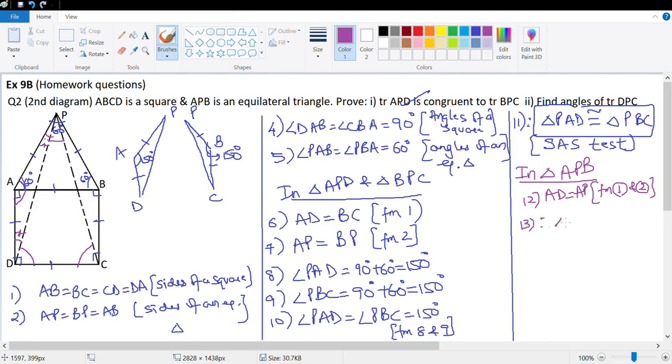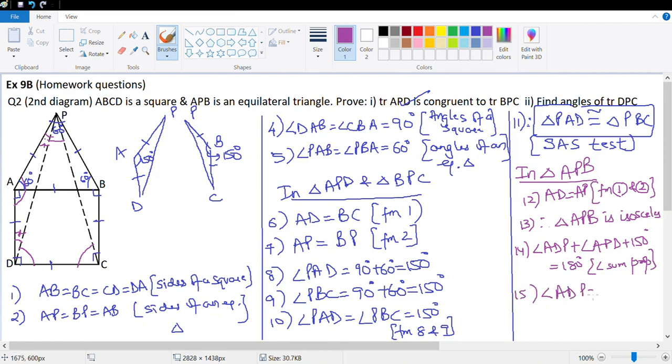Therefore, triangle APB is isosceles. What this means is angle ADP plus angle APD plus 150 degrees is equal to 180 degrees. This is the angle sum property of a triangle. What this gives us is, therefore, angle ADP is equal to angle APD is equal to (180 degrees minus 150 degrees) upon 2, which is equal to 15 degrees.